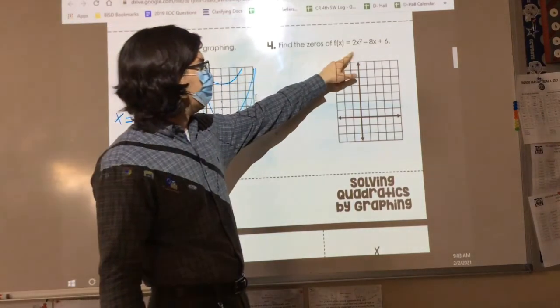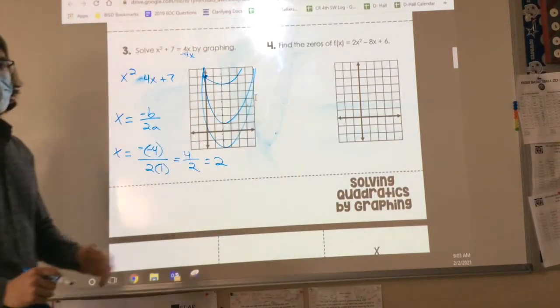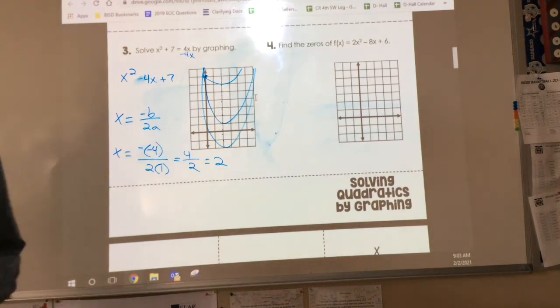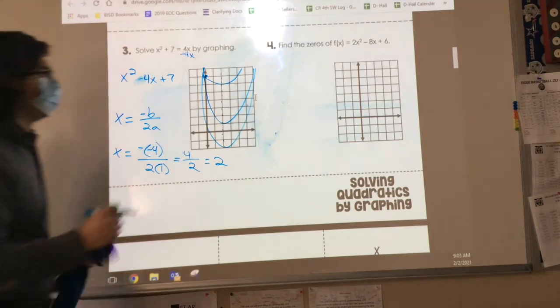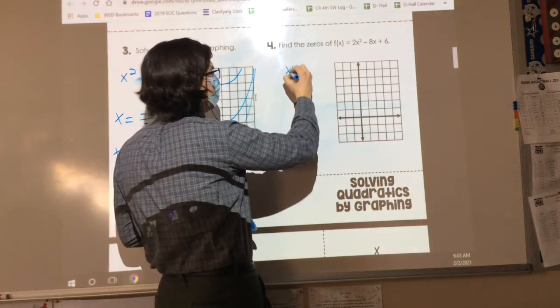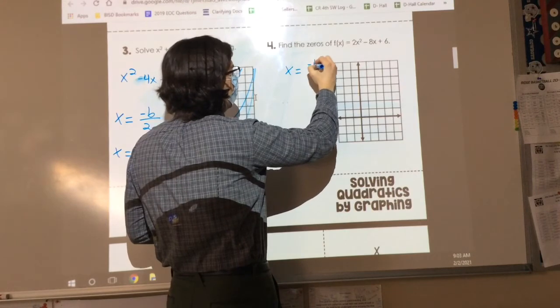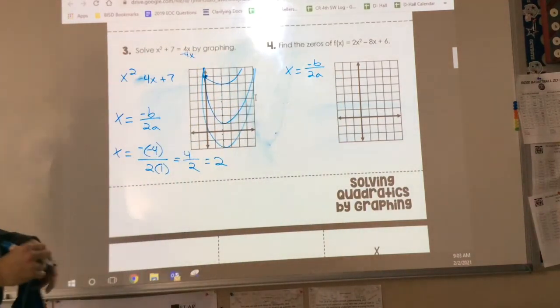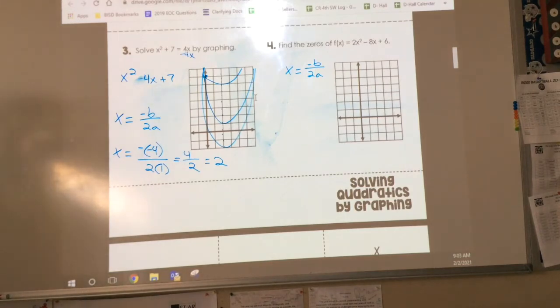This one's already in your format here. We're already good there. Okay? So here's what I want to do. It says find the zeros. First thing we're going to do is find the axis of symmetry first. Which again, the formula is x is equal to negative b over 2a. I want you to go ahead and try to find the axis of symmetry for me.